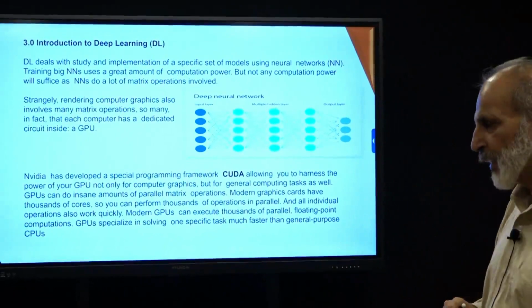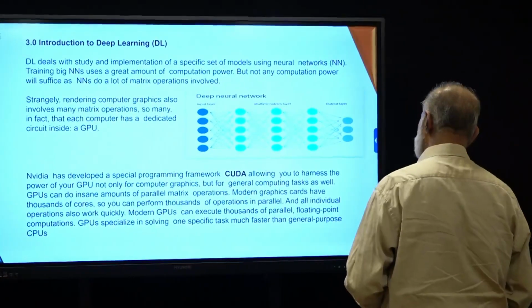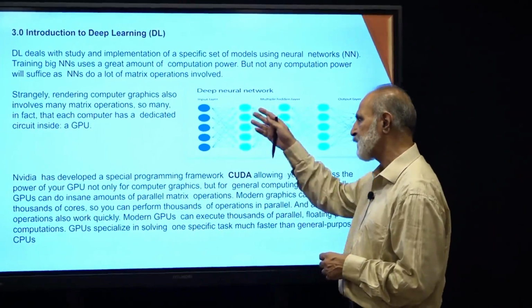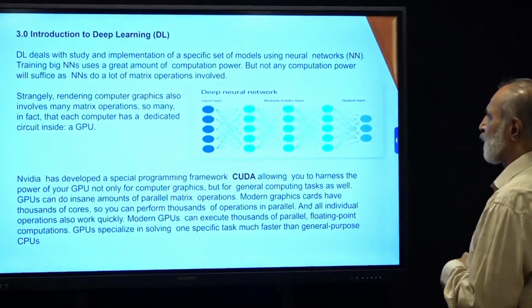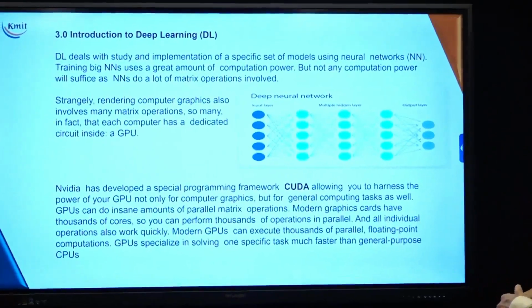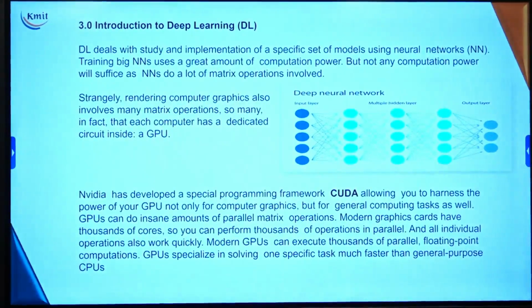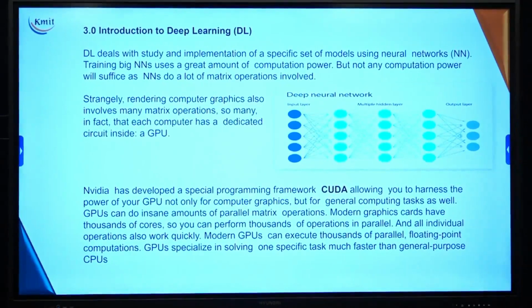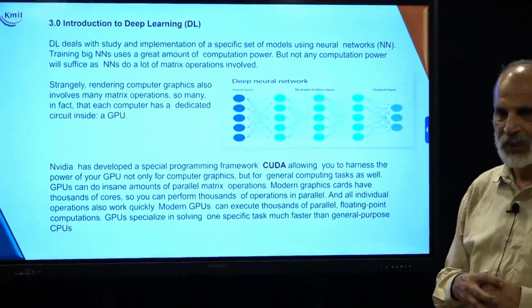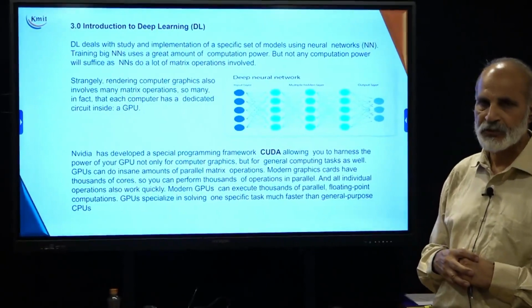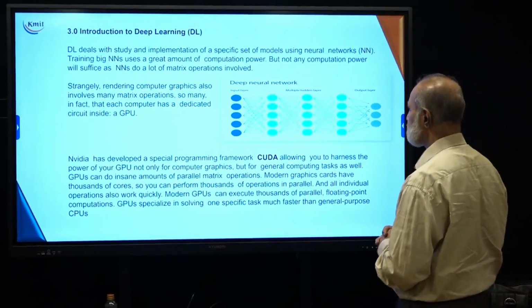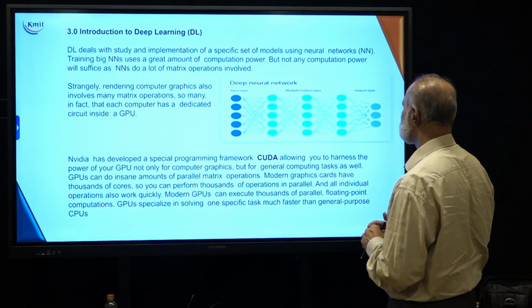So we call a neural network deeper when the pattern is being recognized and remembered by the hidden layers rather than the input layer. So DL or deep learning deals with the study and implementation of a specific set of models using a deep neural network. Training a big neural network uses a great amount of computational power. The more hidden layers I have, the more the complexity of my network increases further. So we have to have very good computational power available to train an entire network, but not just any computing power will suffice.